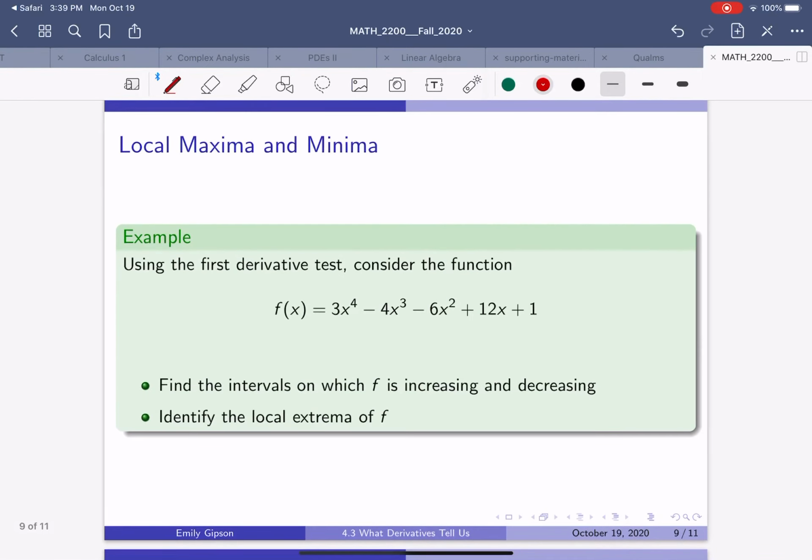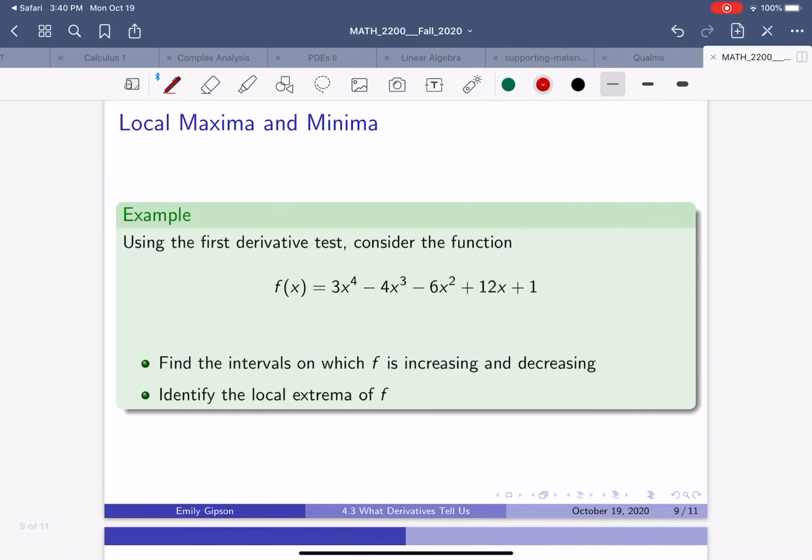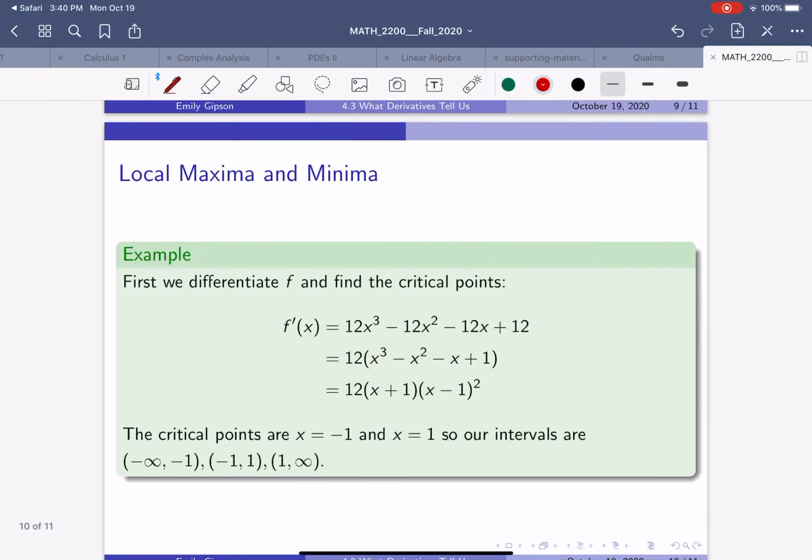So using the first derivative test, consider the function f of x equals 3x to the fourth minus 4x cubed minus 6x squared plus 12x plus 1. First, find the intervals on which f is increasing and decreasing, and then identify the local extrema of f. So we do just like we did before, and we find the critical points of our function, and then split our real number line into those intervals. So the critical points occur at -1 and +1. So our intervals go from -infinity to -1, from -1 to 1, and then from 1 to +infinity.